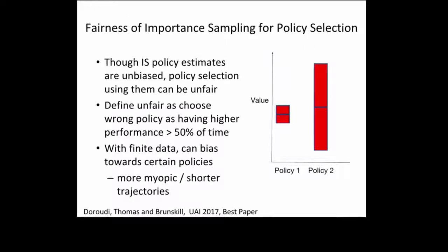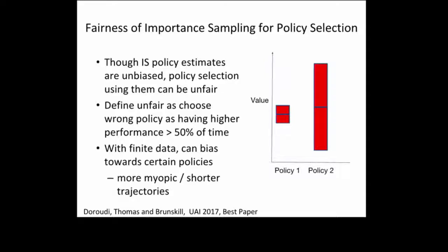I'll just add something sort of as a cautionary tale from some of the work that we've had before I get too excited about all this stuff, which is if we are using importance sampling estimators, even the ones that I just mentioned, there can be problems when we start to do policy selection. So even though the IS policy estimates are unbiased, once you actually use them to make decisions about which policy to use, they can start to be unfair.